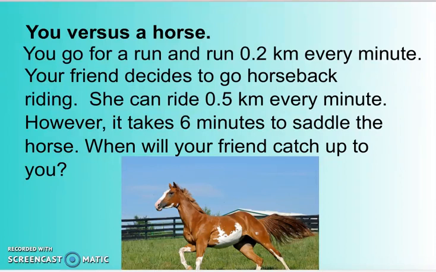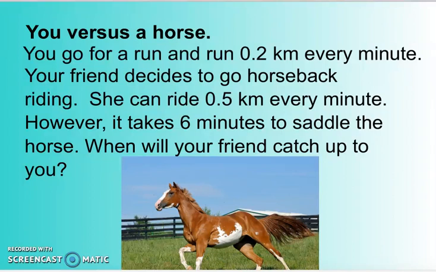Okay, so let's look at our first problem. This is titled You versus a Horse. You go for a run and you run 0.2 kilometers every minute. Now your friend decides to go horseback riding and she rides 0.5, or 1/2, kilometer every minute. However, it takes her 6 minutes to saddle up her horse. So the question is, will your friend ever catch up to you?